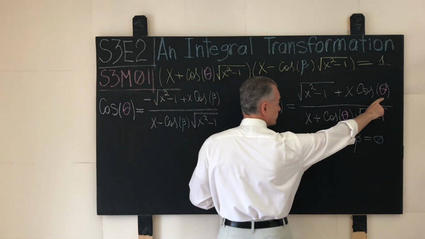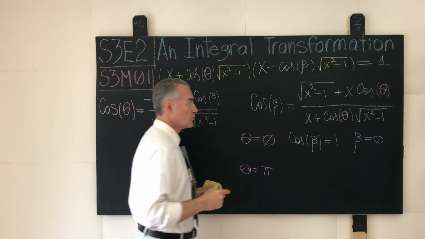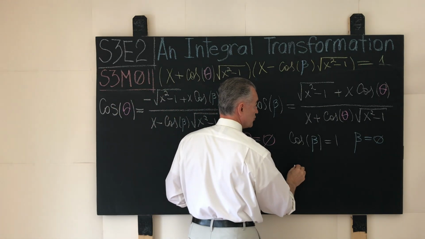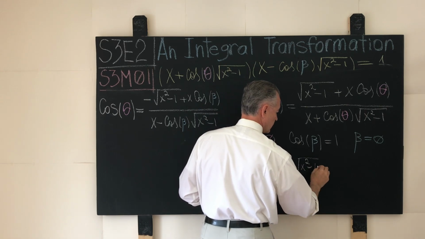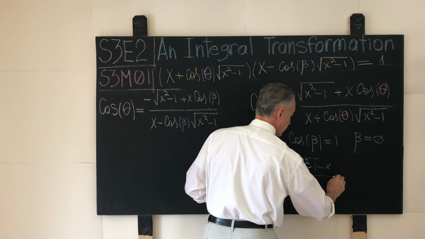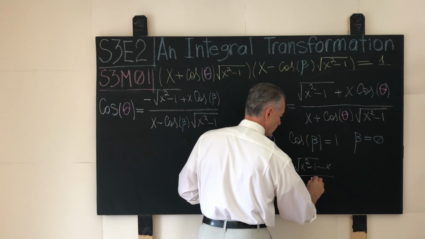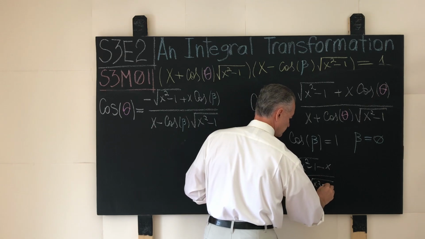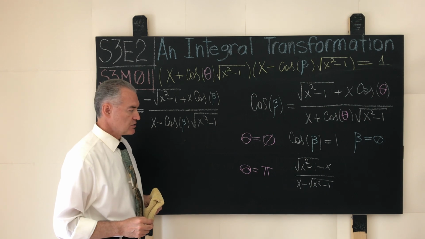Well, when theta is pi, then the cosine of pi is -1. So what do we have? We will have in the numerator square root of x squared minus 1 minus x, divided by what? x minus the square root of the whole thing, x squared minus 1. So here's a short quiz for you.